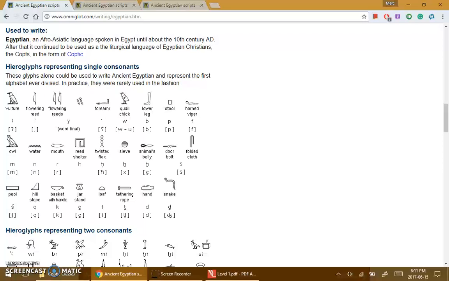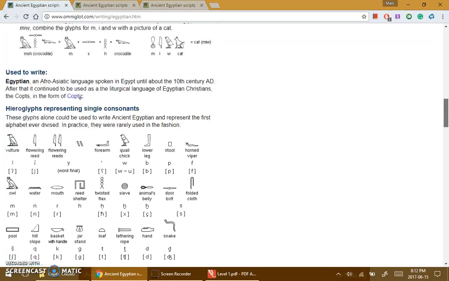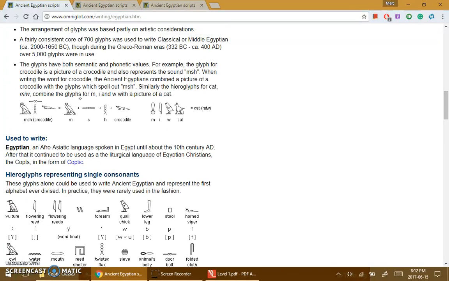That was the very first development, and I think there was an example here, just a random website I found online. Hopefully they're correct. If they want to write the word mesh, which means crocodile, they have the M, the S, and the H, and then they will put the picture of a crocodile to represent what the word actually means. And similarly for a cat.